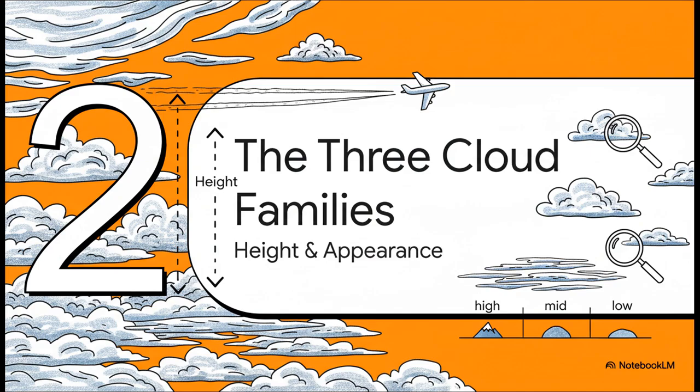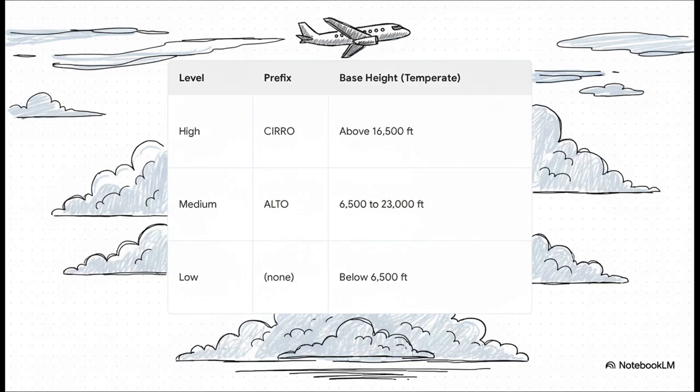All right, so to even begin reading all this data, we've got to learn the language first. And just like a biologist classifies different species, pilots classify clouds. And the whole system is super logical. It's based on just two simple things: how high the cloud is and what it looks like. And you'll be happy to know the naming system is actually pretty straightforward. It all comes down to altitude. If you see the prefix Cirro, you're talking about a high-level cloud, way up there above 16,500 feet. Alto means it's a mid-level cloud, and if there's no prefix at all, well, that's a low-level cloud, hanging out below 6,500 feet. That little prefix is an instant giveaway for its altitude.